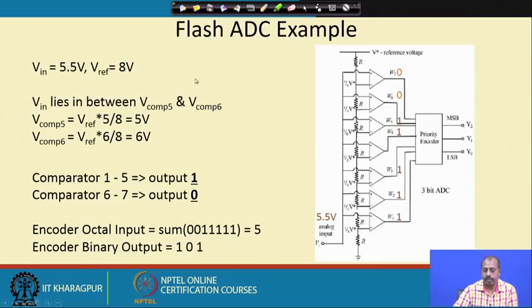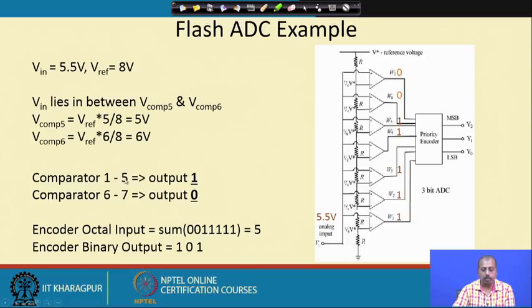Another example: suppose Vin equal to 5.5 volt and VREF equal to 8 volt. So, Vin will lie between VCOM 5 and 6, and the bit pattern will be like this. Up to bit number 5 they are all 1, and the 6th and 7th bits will be 0. Because VCOM 5 is VREF into 5 by 8, that is 5 volt, and VCOM 6 is VREF into 6 by 8, that is 6 volt.